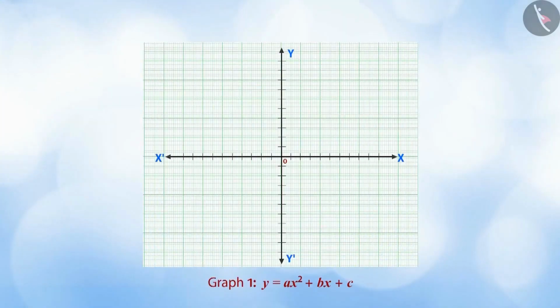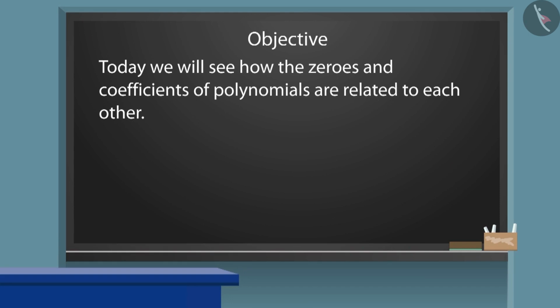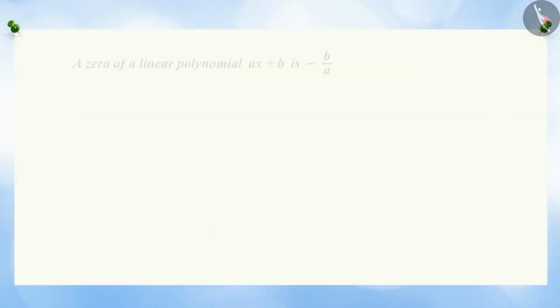Welcome to this video. So far, we have read about the geometric meaning of the zeros of a polynomial. Today, we will see how the zeros and coefficients of polynomials are related to each other. In your previous class, you have learned that a zero of the linear polynomial ax plus b is negative b by a.